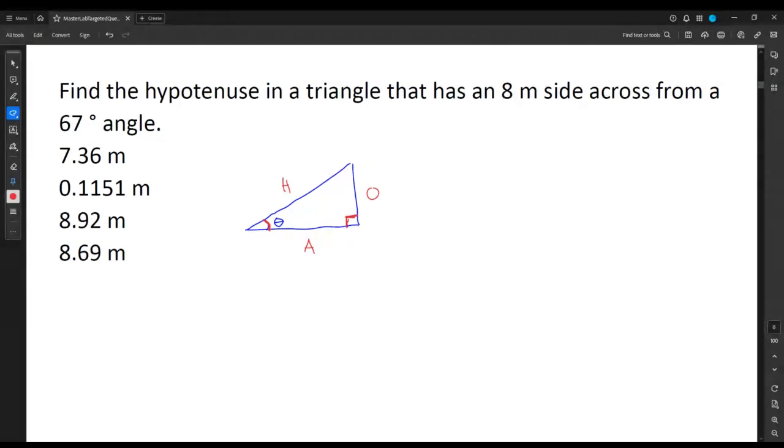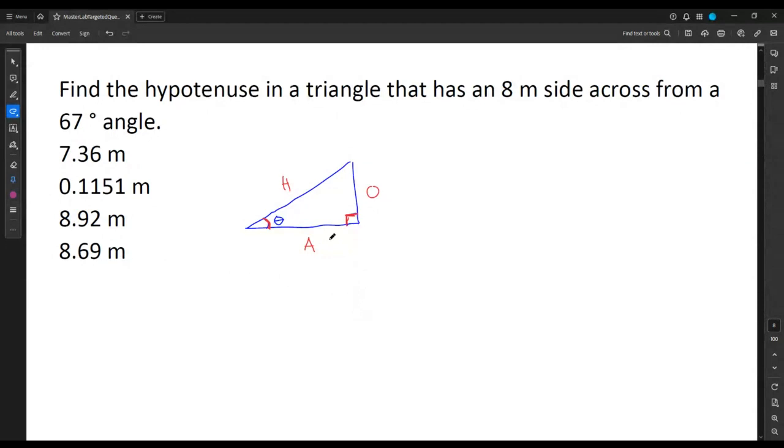Then let's read through this a little bit and see what's important here. So find the hypotenuse. That means that I'm interested in this side. In a triangle that has an 8-meter side across from the angle. So across means out here. Be careful, it's not A for across, it's A for adjacent, which would mean touching or next to. And this is 8 meters. Then it does go ahead and mention 67 degrees. I didn't really leave a lot of space to write that, so I'll squeeze it over here. That's 67 degrees.